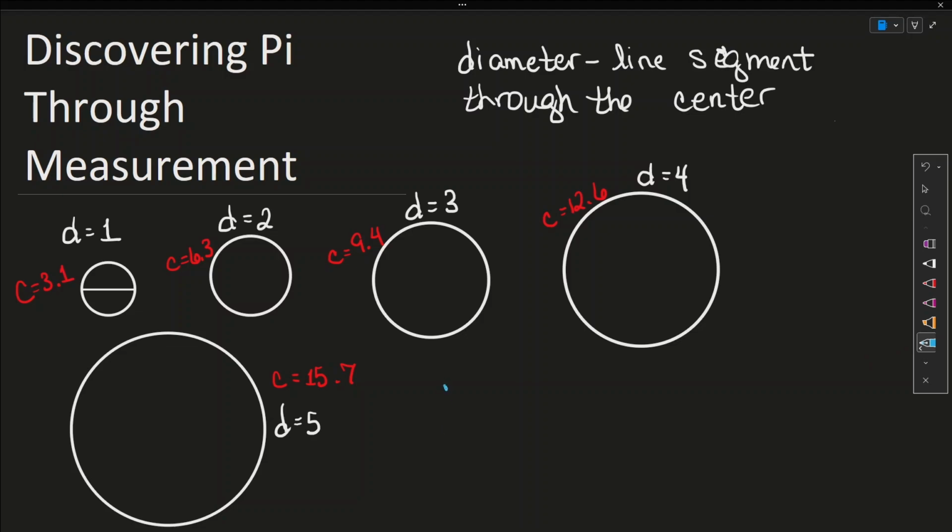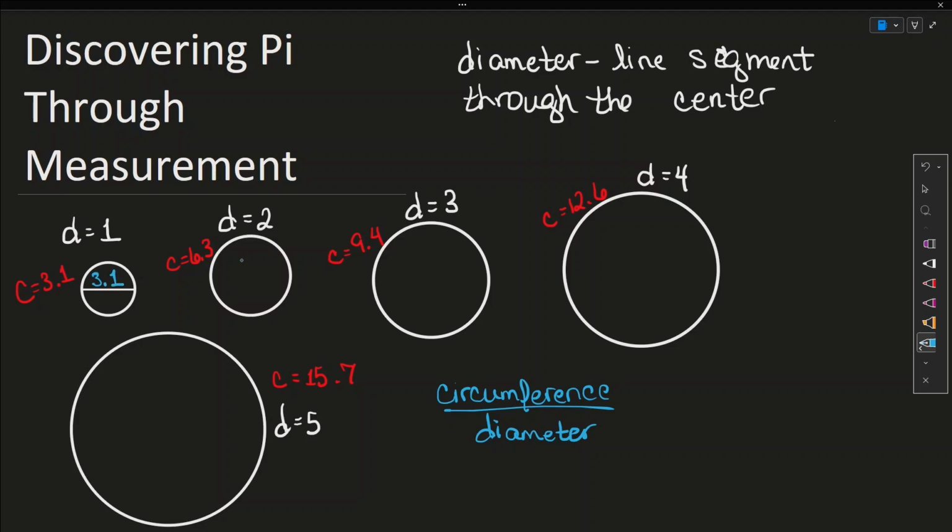Now we're going to divide. We're going to divide circumference divided by diameter for each of these. For our first circle, 3.1 divided by 1 is 3.1.